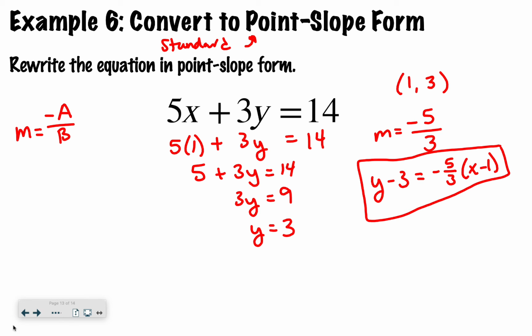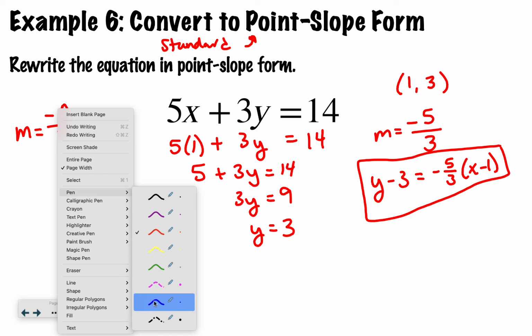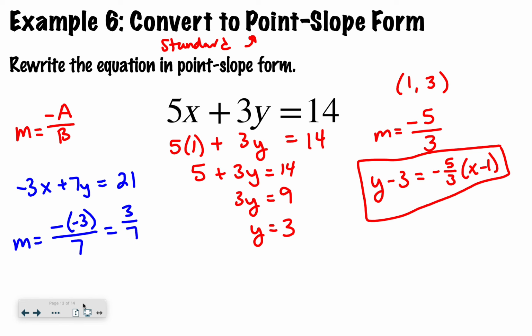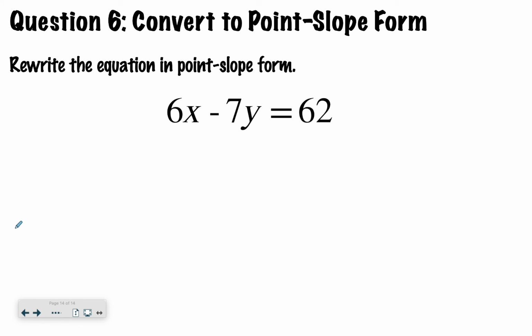Okay. Now I want to show you one more thing with this before I move on and let you try one more on your own. Let's say my equation was like -3x plus 7y equals 21. My slope would be -3 over 7. Minus a negative, or negative, that becomes a positive. So this would actually be a +3/7. So be really careful with your signs for a. Okay. Now, why don't you go ahead and solve this one on your own? Good luck.